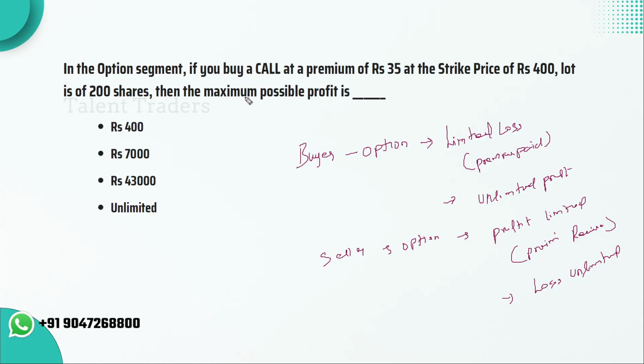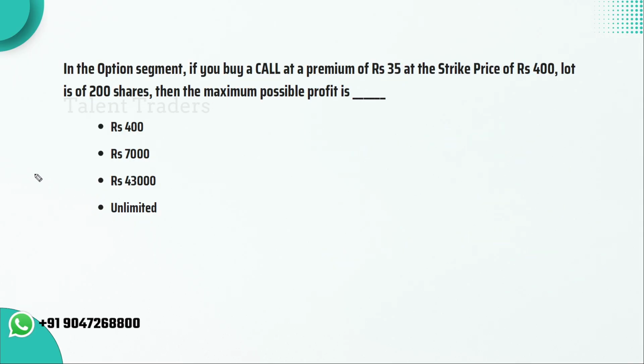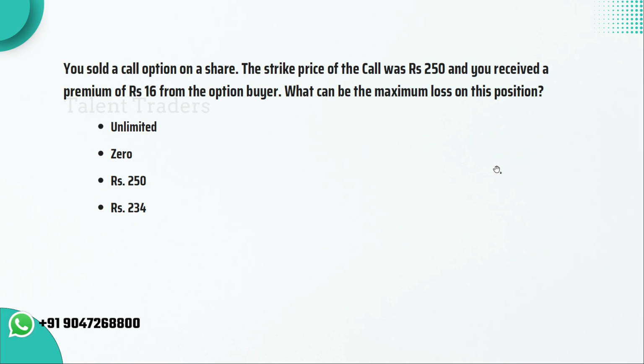In this case he was buying a call option, so whatever the premium and whatever the strike price, the maximum possible profit is unlimited. If they ask for the maximum loss, it would be 35 into the number of quantity, because the premium paid is the maximum loss. Here they are asking for the maximum possible benefit, which is unlimited. That is what you can understand if you know the logic.